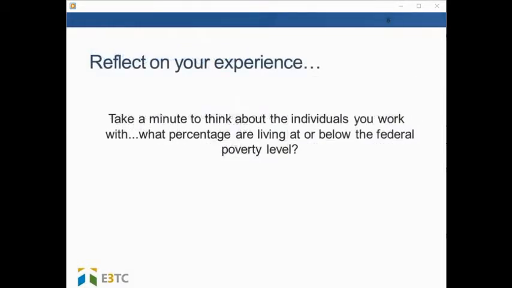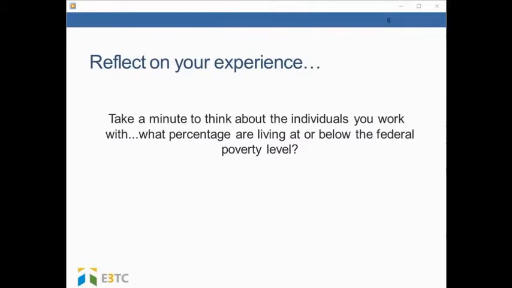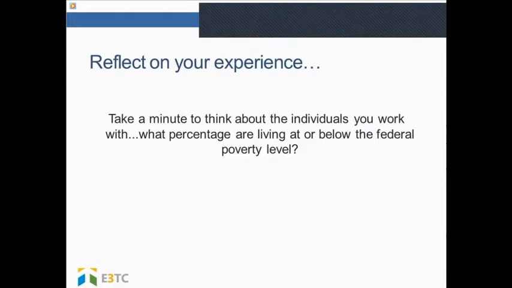So in thinking about the individuals that you work with, what percentage would you estimate are living at or below the federal poverty level? So approximately what percentage of folks have income of about $1,000 a month or less, if it's a household of one? It's actually kind of a humbling concept to think about. And when we pose this question to groups of vocational rehabilitation professionals, rehabilitation counselors, typically the response that we get is that most professionals estimate that at least 90% of the individuals on their caseload are probably living at or below the federal poverty level.